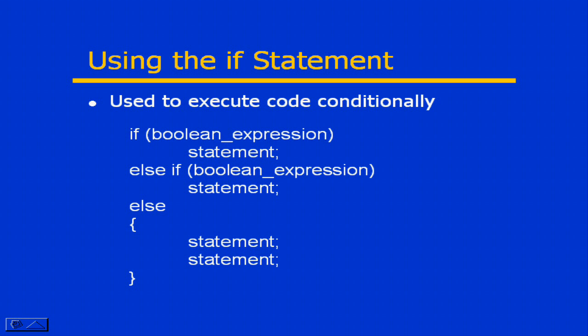One of the decision structures that's supported by C# is the if statement. The if statement is used to execute code conditionally based on the value of a Boolean expression. So in this example, you'll see that we have a Boolean expression in parentheses immediately after the if. If that expression is true, then we can execute the statement or statement block immediately underneath that expression.